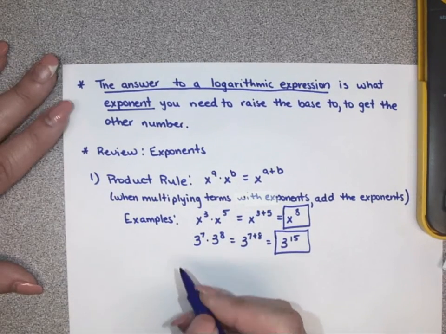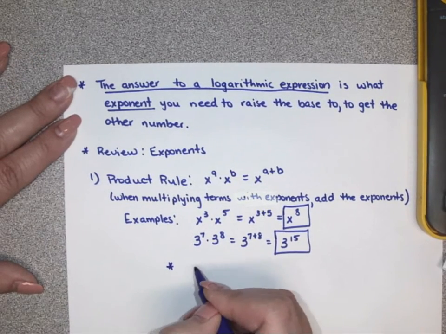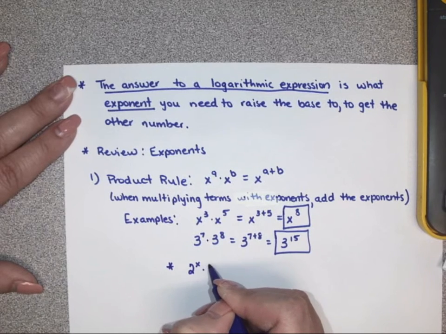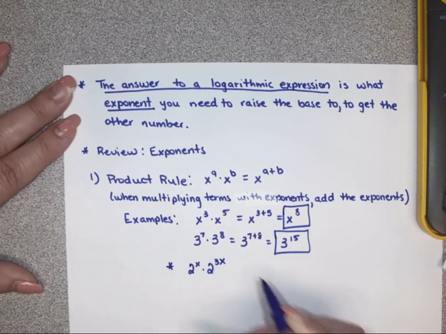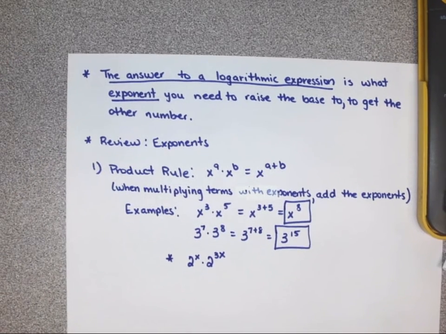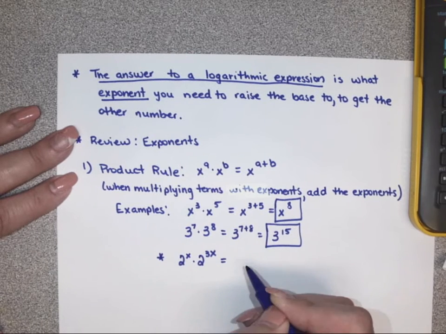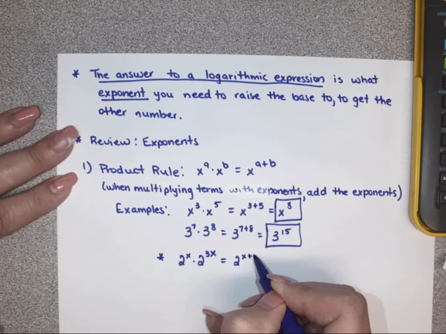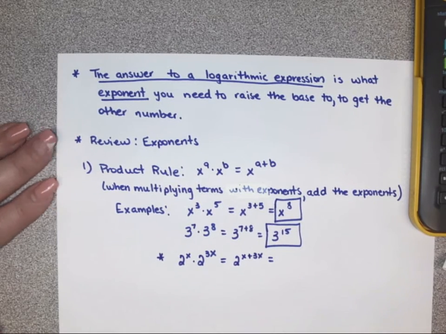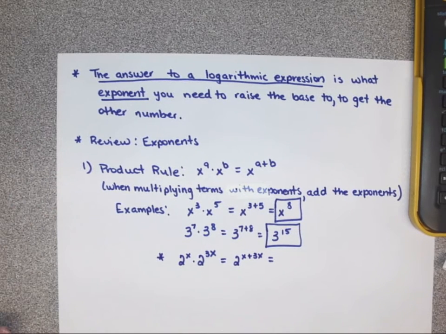But even if you have, I'm going to put a star by this one, even if you have something weird, like 2 to the x power times 2 to the 3x power, the power or product rule still applies here. Notice the bases are still the same. So what are you supposed to do with those exponents, just like you did for the previous two examples? Just add them. So this would be 2 to the x plus 3x power. And what is x plus another 3x?